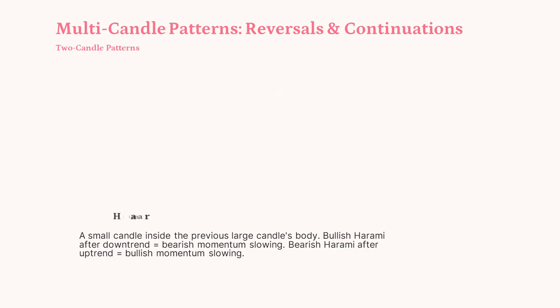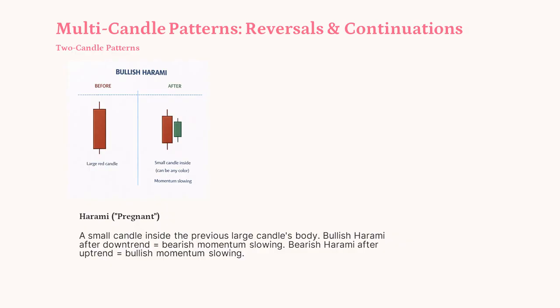Harami patterns are the opposite of engulfing patterns. In Japanese, harami means pregnant. The first candle is the mother, large and dominant. The second candle is the baby, small and contained entirely within the mother's body.